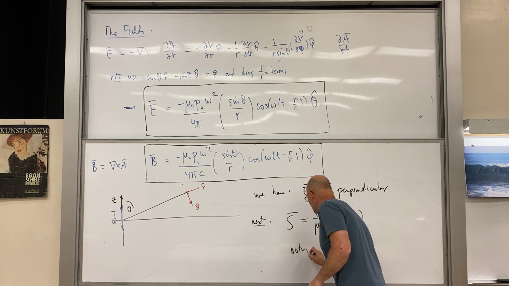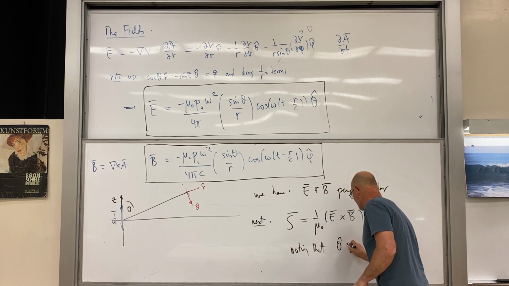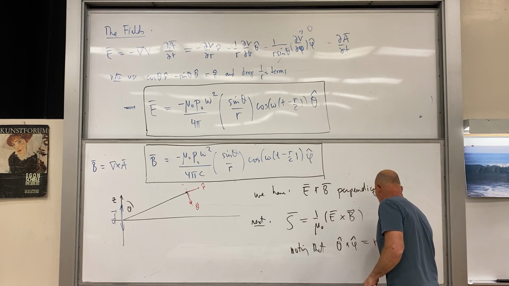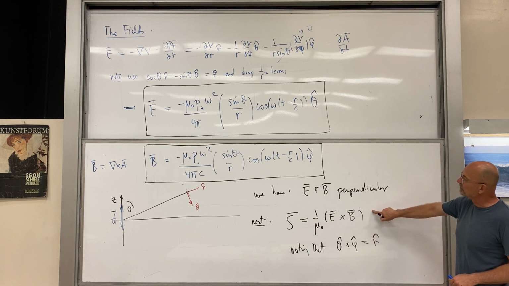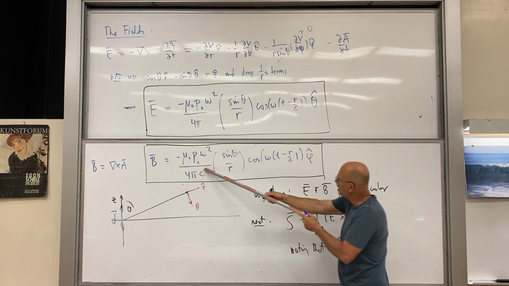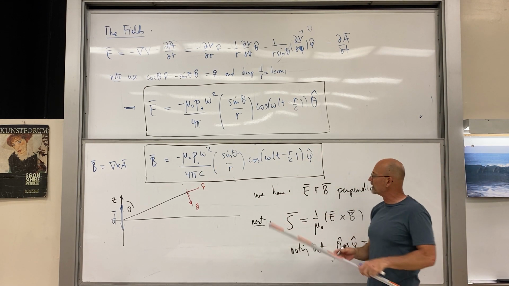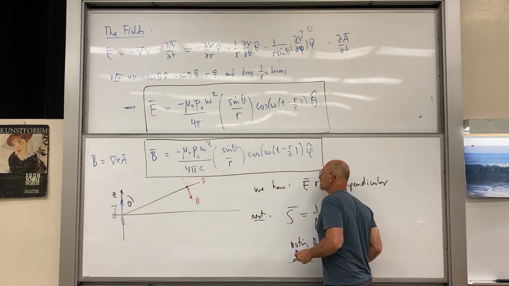Noting that theta hat cross phi hat is r hat, that's just going to give us a vector magnitude multiplied times r hat, which is in the direction as I just mentioned. So let's do that.